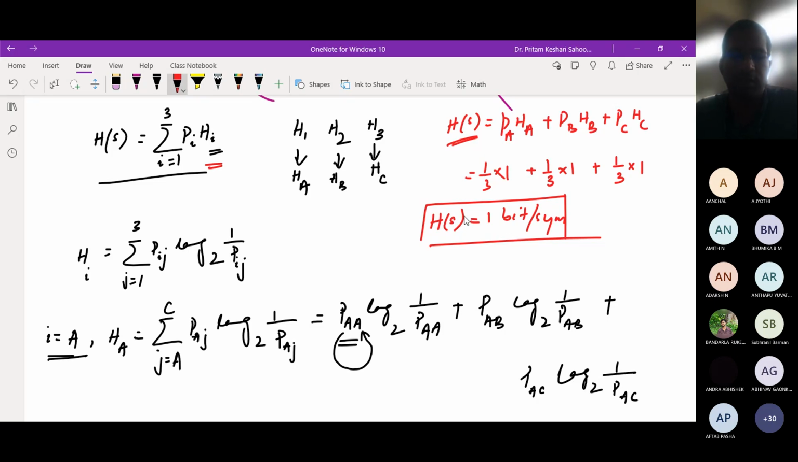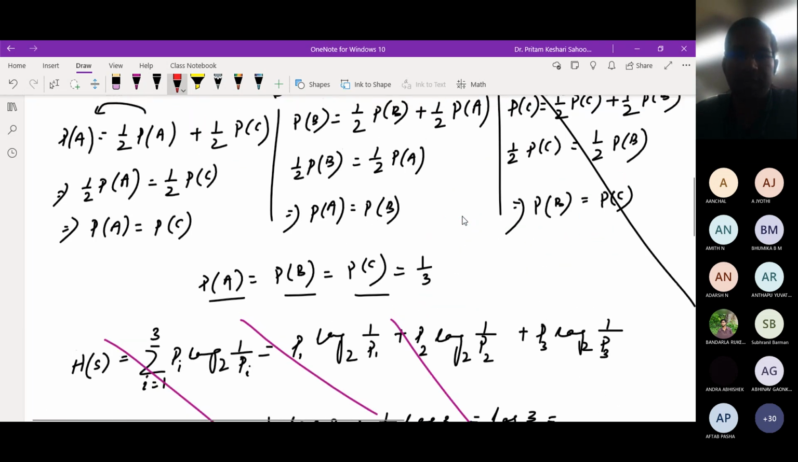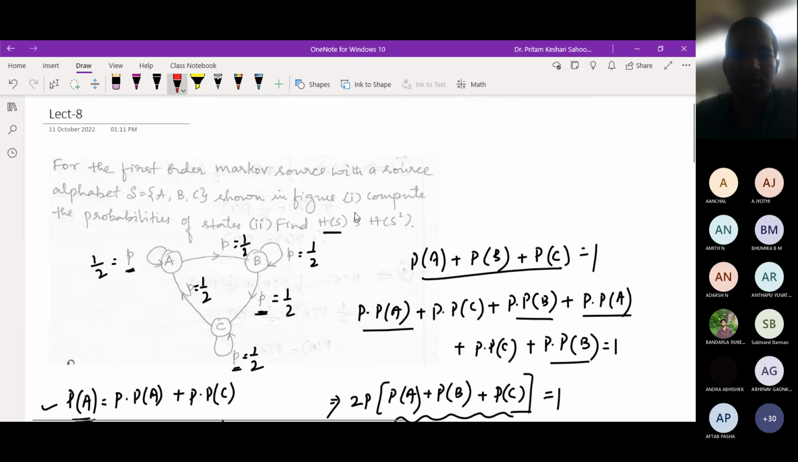Okay, is it clear? Now, let us come back to the question. Find H(S). So we were able to find the value of H(S). Now, H of S square. Okay. What is H of S square?